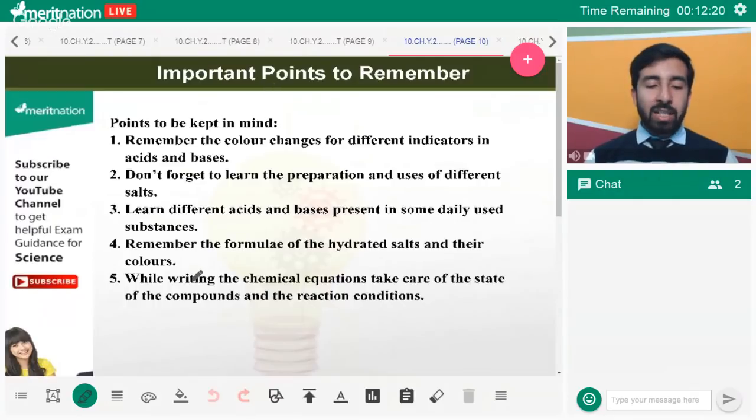Last, while writing chemical equations, do take care of the state of the compounds and the reaction conditions, whether it is solid, liquid, gas, or aqueous. Mention the state of the reactants and the products while writing a chemical reaction. Also make sure that the reaction is balanced. That is your duty to make sure that the reaction is balanced. And also mention the reaction conditions, for example, if heat is released or absorbed, or various temperature or pressure conditions required for a particular reaction to take place. Exactly.